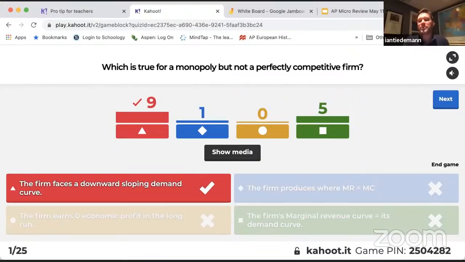A perfectly competitive firm, while the market itself has a downward sloping demand, takes a perfectly elastic demand. The demand for the firm itself is its marginal revenue. So that comes over to the graph, and it is actually straight across. So the firm's marginal revenue curve is equal to its demand curve. The green one is not correct for the people that answered that, because for a monopoly, the marginal revenue curve is downward sloping and beneath its demand curve.